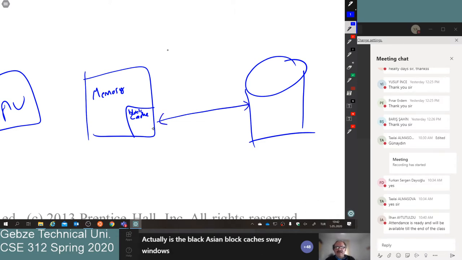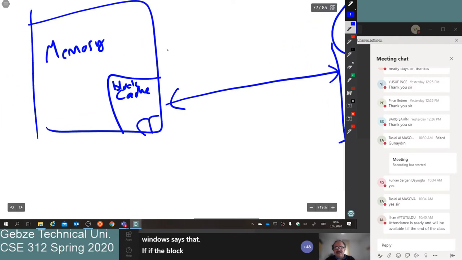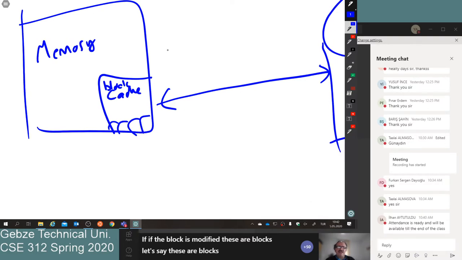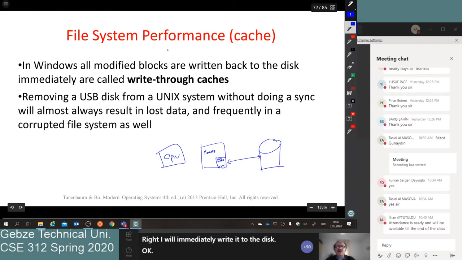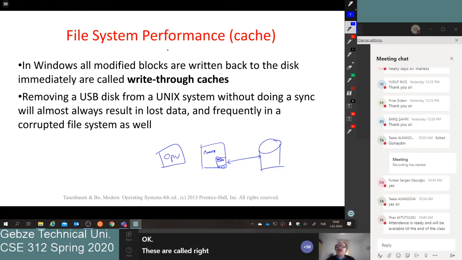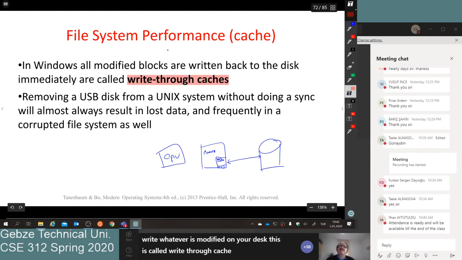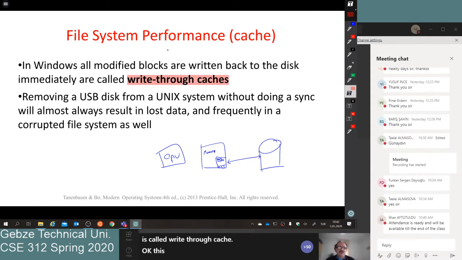Windows says that if a block is modified, let's say these are our blocks, I will immediately write it to the disk. These are called write-through caches. If you do this, you will never keep a dirty, modified block in your memory. So if the system crashes, you will not have any inconsistent file system, because you always write whatever is modified to your disk. This is called a write-through cache.